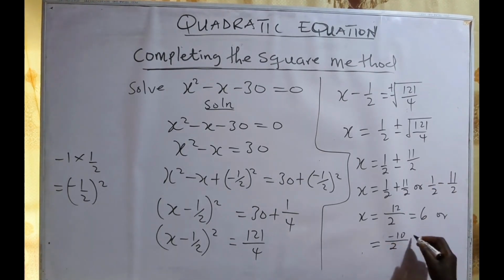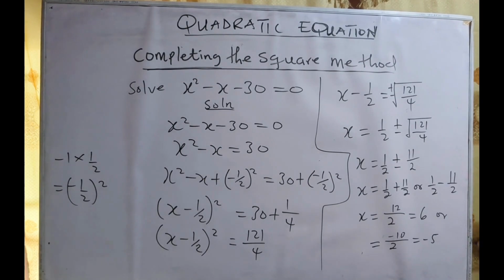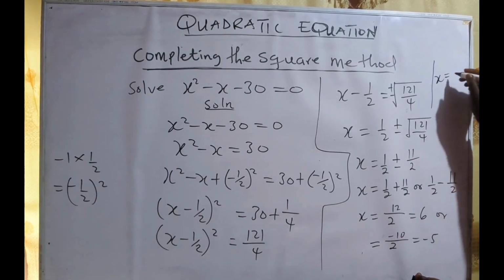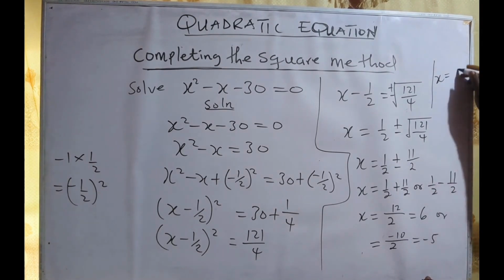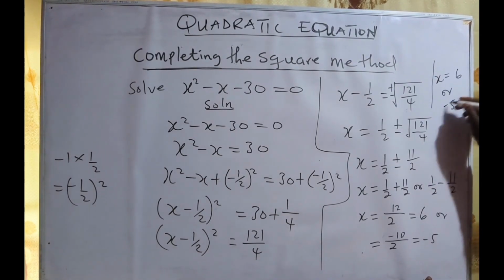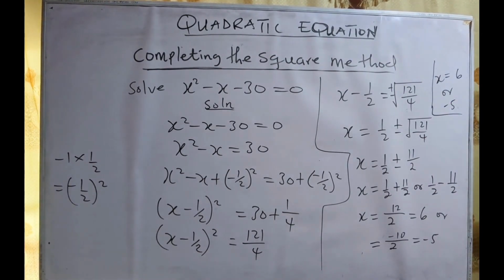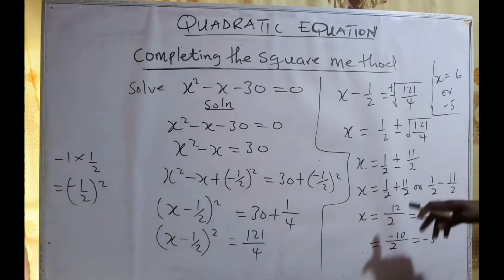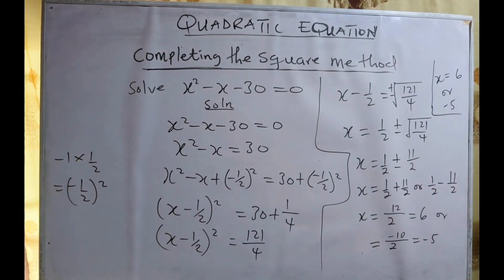Minus 10. And that will give me negative 5. So what will be my x? My x is going to be 6 or negative 5. So you see that I've been able to use the method of completing the square and solve this the same as we use the factorization to solve. So the value of x is either 6 or negative 5. You see, it is so simple and not anything that is difficult.